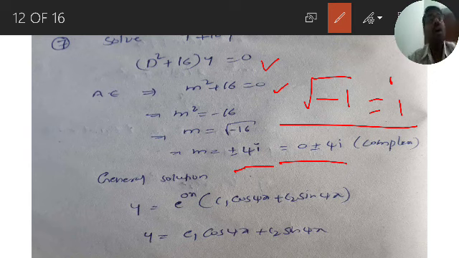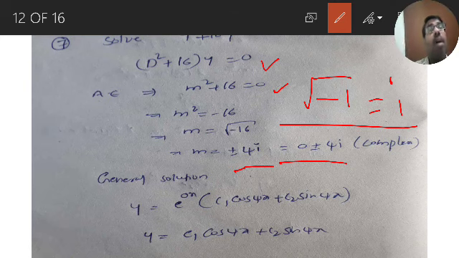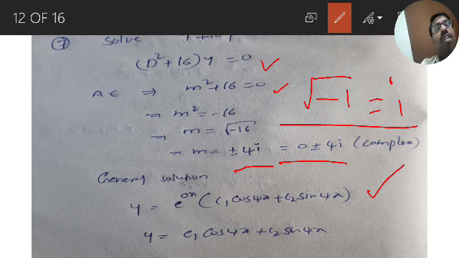What is alpha? Alpha is equal to 0 and beta is equal to 4. Now substitute in the general solution: e power of 0x into c1 cos 4x plus c2 sin 4x. E power of 0 into x means e power of 0, and e power of 0 is 1. Therefore, what is the general solution?